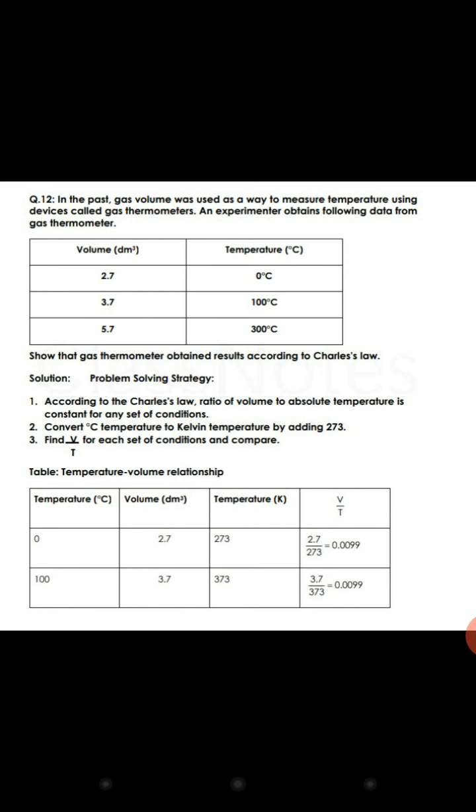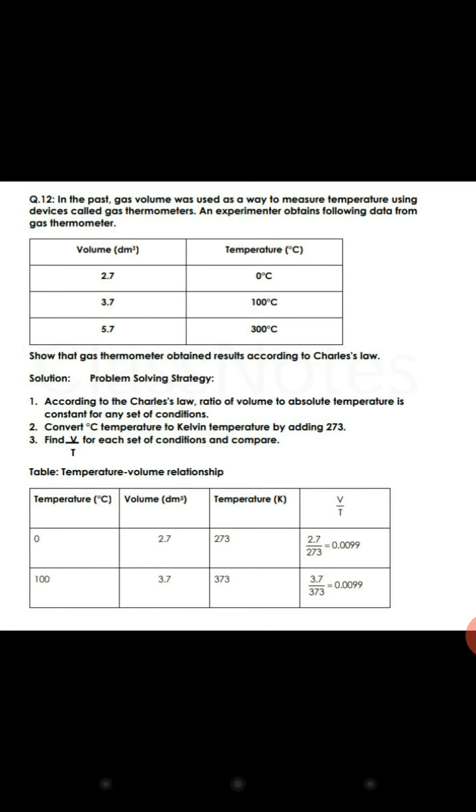So what do we have to find? You can see, according to Charles law, the ratio V by T is constant for any set of conditions. Second, convert the temperature in degrees into Kelvin temperature by adding 273 to it, and find the V by T ratio for each set of conditions and compare. So these are the strategies we have to follow when we solve this question.